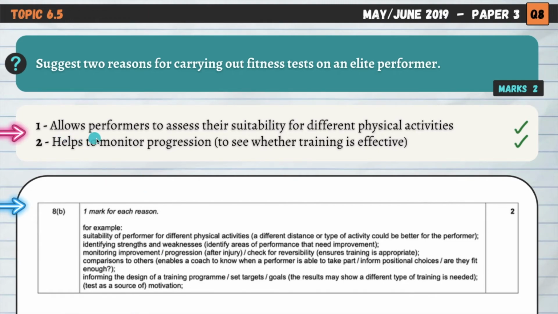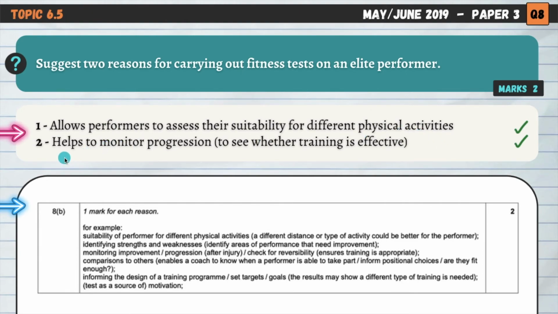I've gone for allows performers to assess their suitability for different physical activities. For example, if I score really highly on cardiovascular tests like the 12-minute Cooper run, but really poorly on power tests like the vertical jump, then I might be better off going for physical activities that require endurance and stamina as opposed to power-based activities.